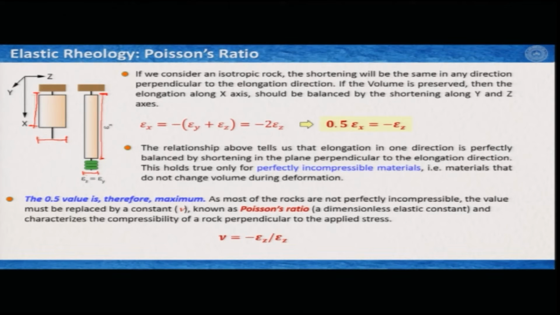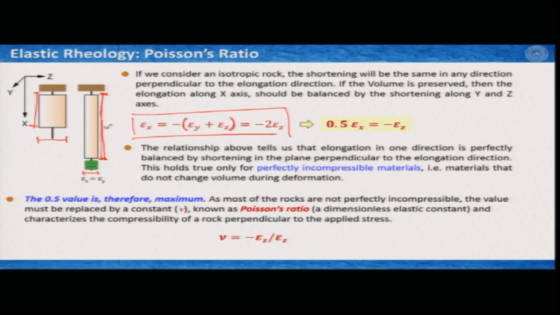This is only possible if the material that we are considering, the rock we are considering, is isotropic. The shortening, therefore, will be the same in any direction perpendicular to the elongation direction, and if the volume is preserved, then the elongation along x axis should be balanced by the shortening along y and z axis, and therefore, you maintain your volume. So, we can write this equation that epsilon x, that means the elongation that happened along x direction, should be equal to the sum of epsilon y and epsilon z.